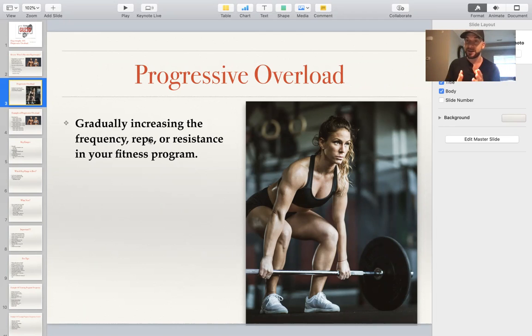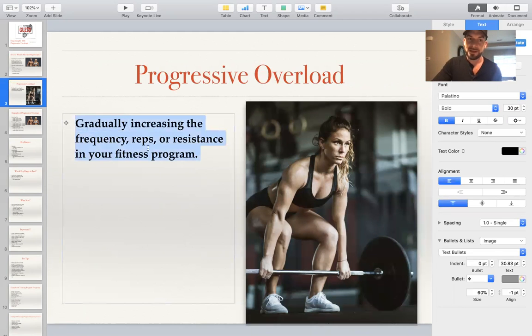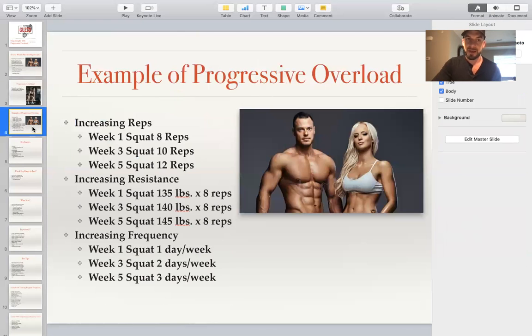And this is a concept that is very simple. It's very straightforward. And this one is going to be something that you guys will be able to understand by the end of this presentation. Basically, it's gradually increasing the frequency, reps, or resistance in your fitness program, okay?